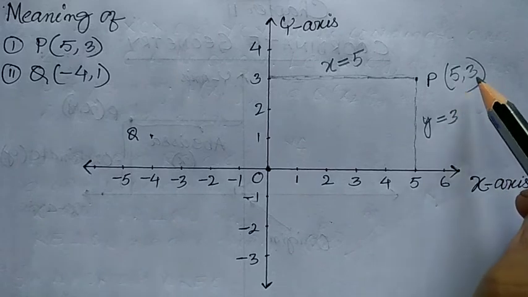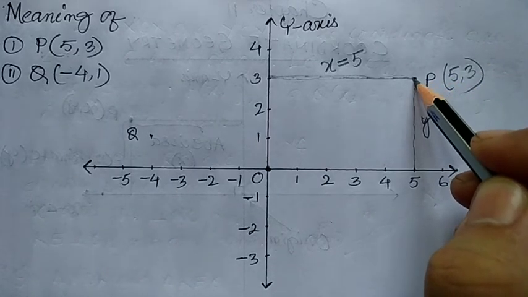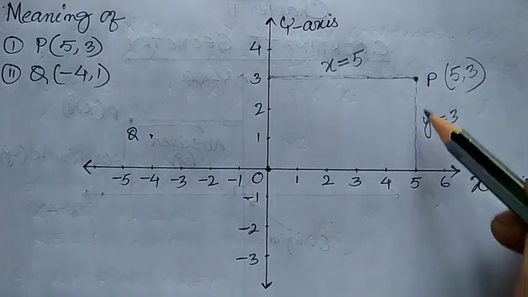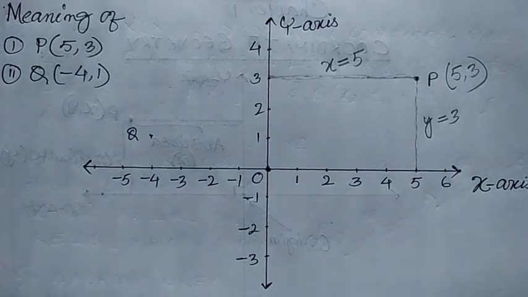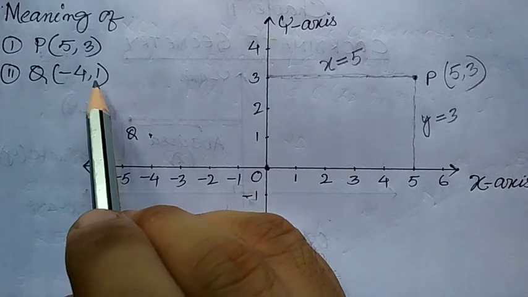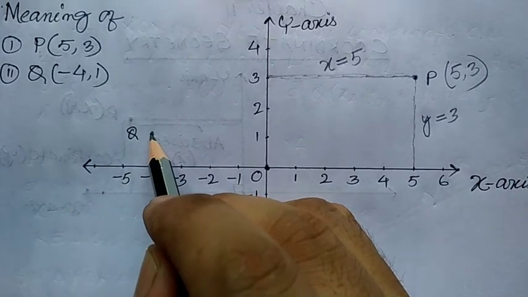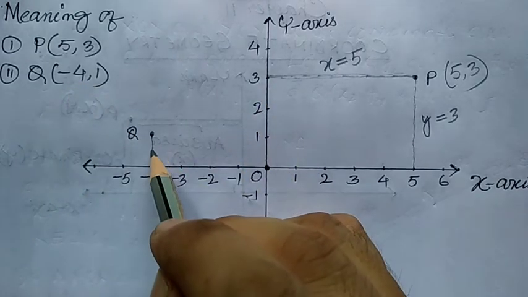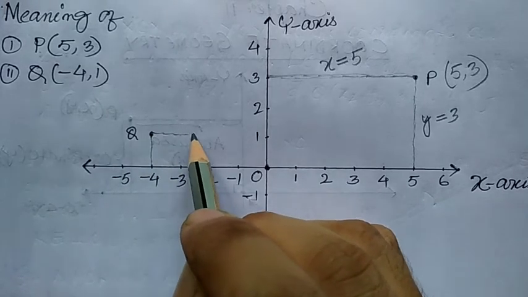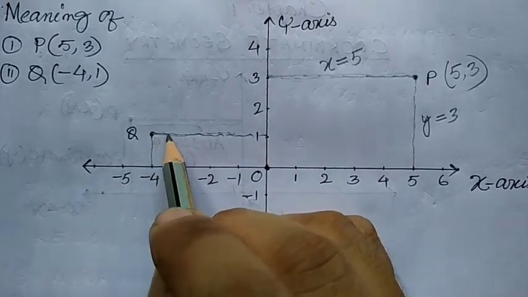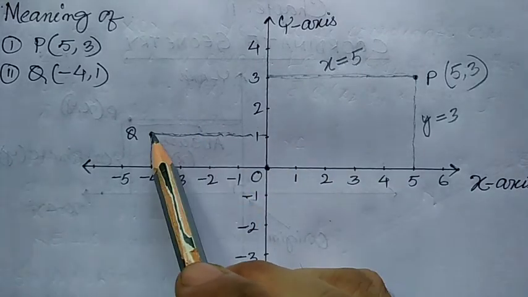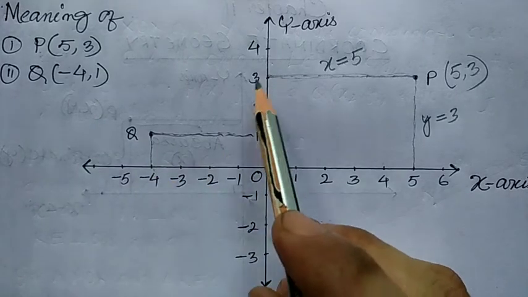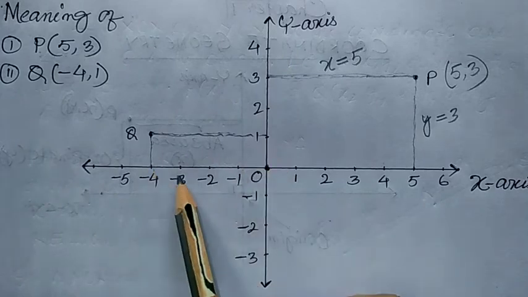So now point P, which is (5, 3), is located here, which is 5 units away from the y-axis and 3 units away from the x-axis. Like that, let's see another point which is Q (-4, 1). Then Q will be here. Why is Q here? You can see the first number, which stands for abscissa, is -4. Then let's see the distance of this point Q from the x-axis and also from the y-axis. Now as you can see here, how many units away is it from the y-axis? It is -4.